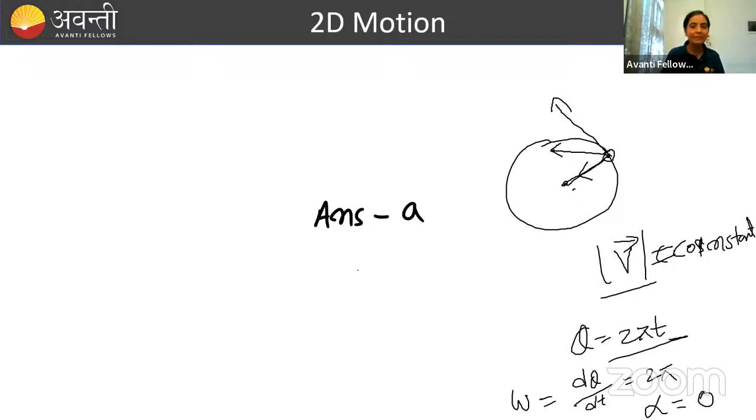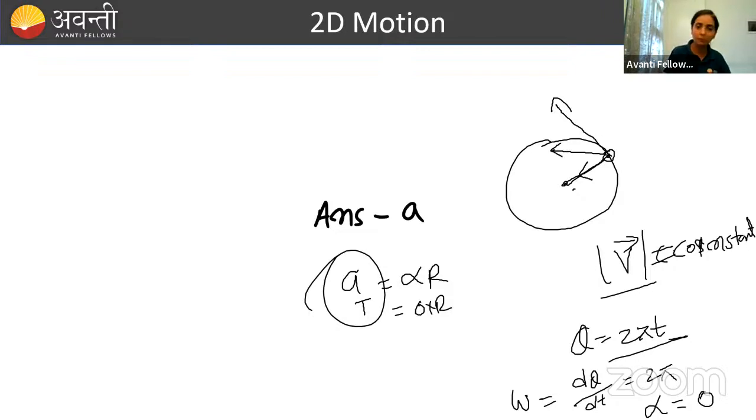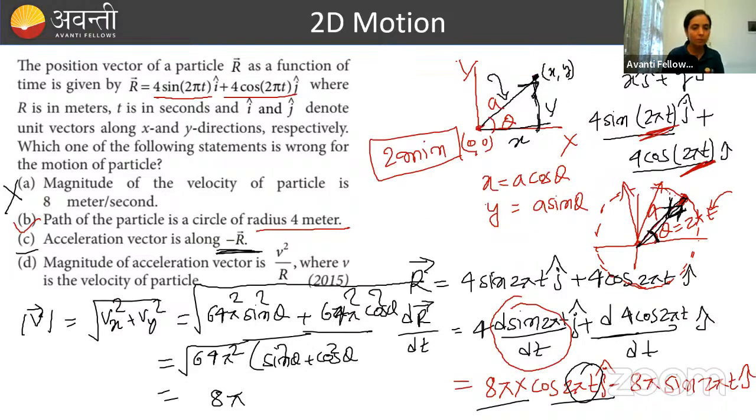And if alpha is 0, the tangential acceleration, which is alpha r, where r is the radius, is 0. Done? If tangential acceleration is 0, it means the direction of acceleration will be towards the center. So option C will be what? Correct. Understood? Here you can also do one thing: you can differentiate velocity again, calculate acceleration and see where its direction is. But directly by looking at the angle, you can answer this. Okay? So do it like that.